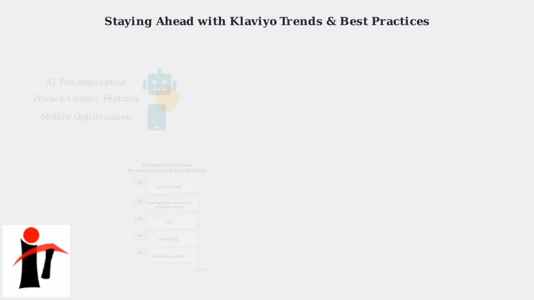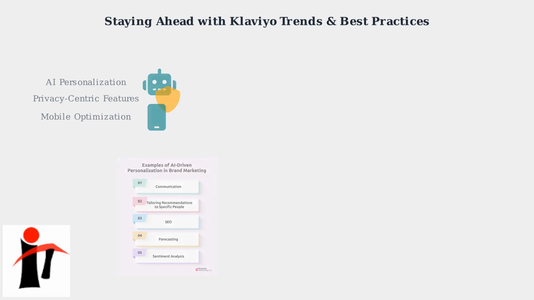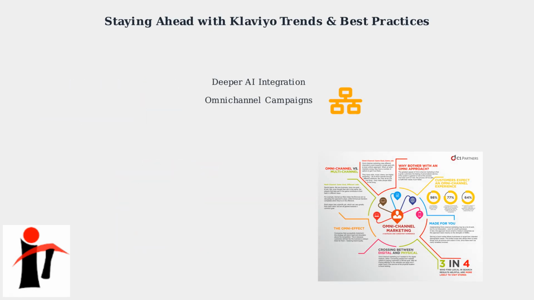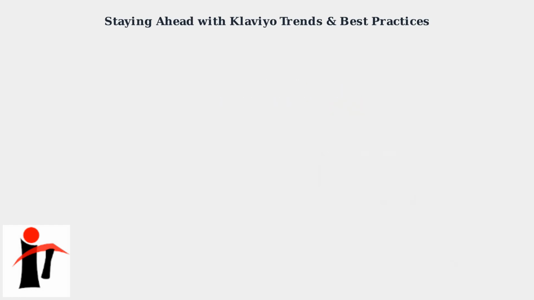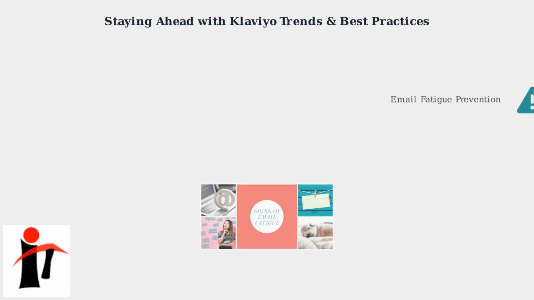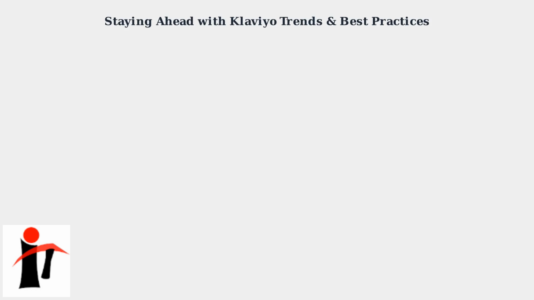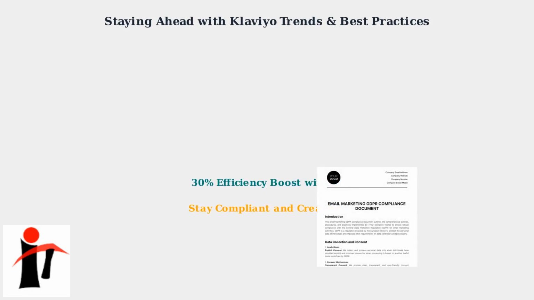Keep an eye on trends like AI personalization, privacy-centric features, and mobile optimization. Future outlooks include deeper AI integration for hyper-personalization and omnichannel campaigns, linking email with SMS or push notifications. Be mindful of email fatigue and use Klaviyo's analytics to prevent over-messaging. Remember, experts predict a 30% efficiency boost in campaign setup by using AI. Stay compliant and creative.